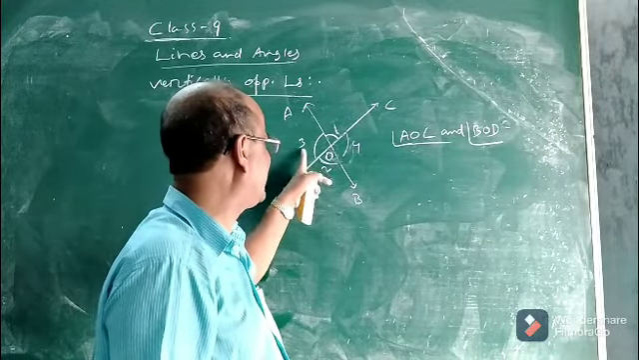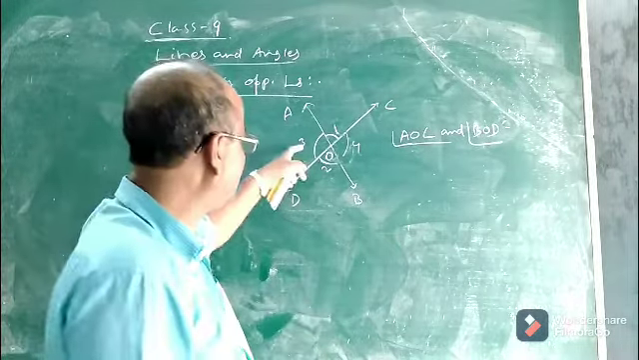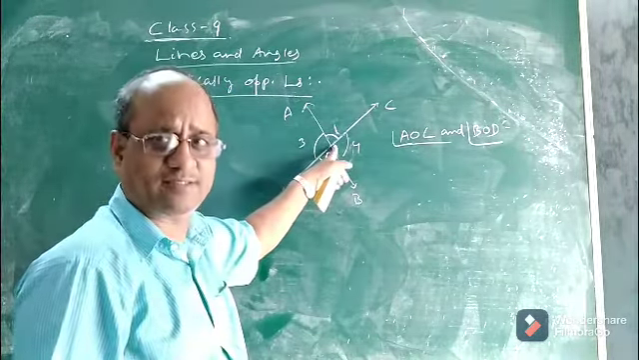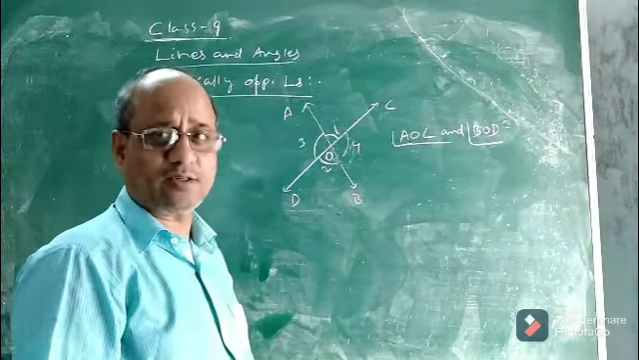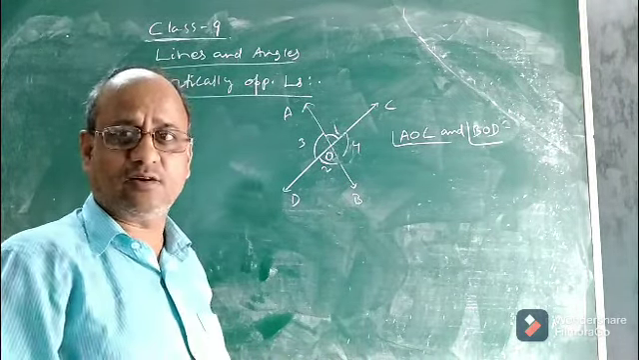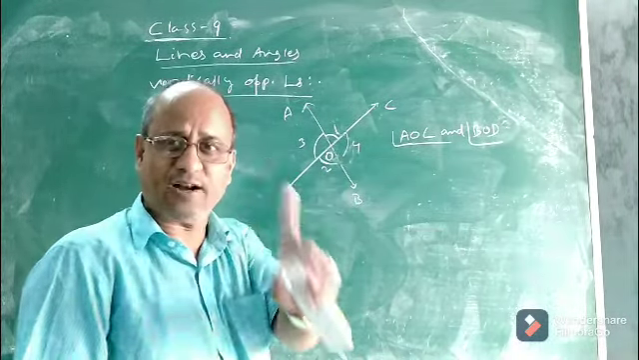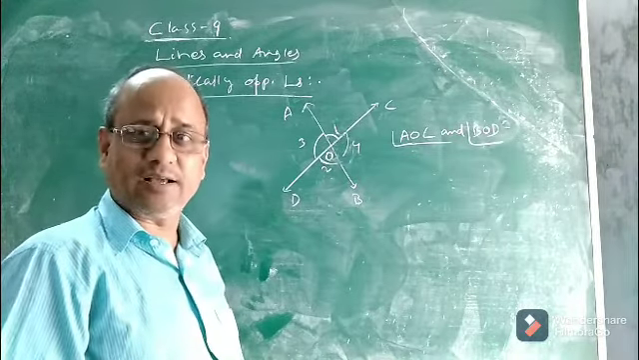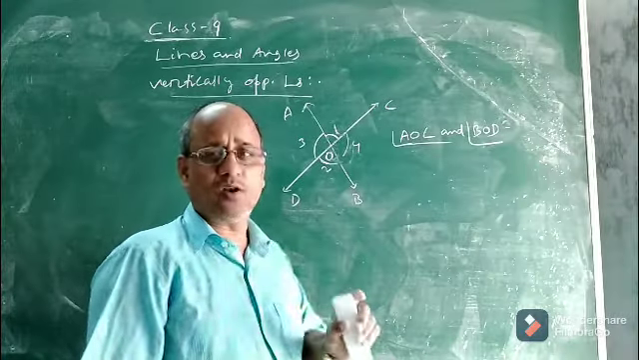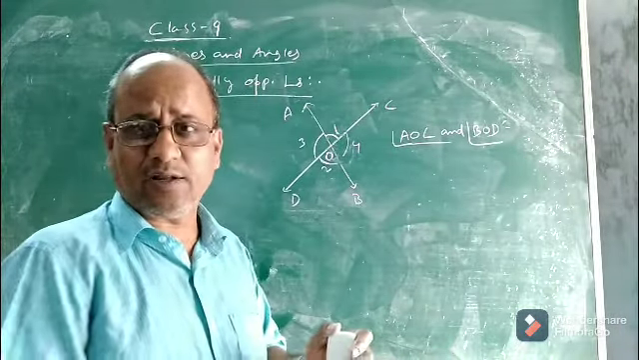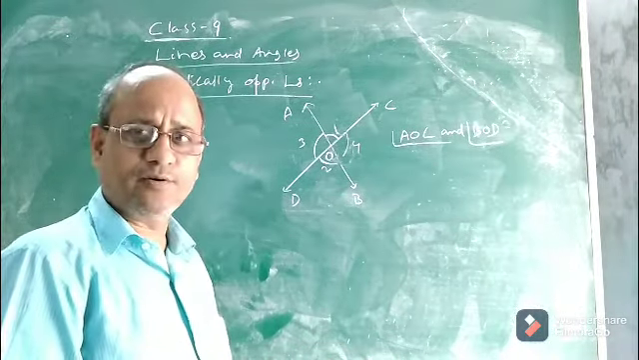In a similar manner, angle 3 and angle 4 also form a pair of vertically opposite angles. Because this angle and this angle have a common vertex O, but if I ask you which is the common arm, the answer is clearly no. They have no common arm. So these two angles are vertically opposite angles. A pair of vertically opposite angles will be equal. How it is, we will discuss its proof in some other class.